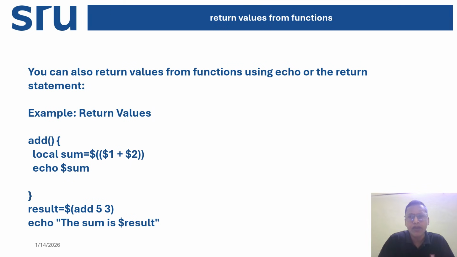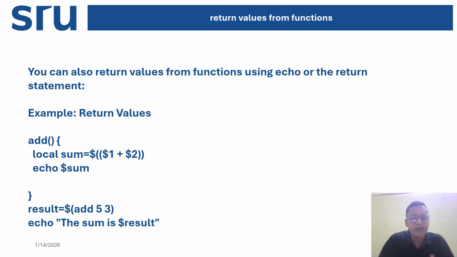Here echo $sum will not write anything on the screen when it is inside the function. That is a small difference. Here echo $sum, its value will automatically be returned to the calling function. So after the function definition, you can check the statement result equals $(add 5 3). Here 5 is the first positional argument, 3 is the second positional argument. So in the above, sum is equal to $1 plus $2, meaning $1 is 5 and $2 is 3. So finally it is 5 plus 3, which is 8. So the 8 will be returned to the calling function, and that will be assigned to the variable result.